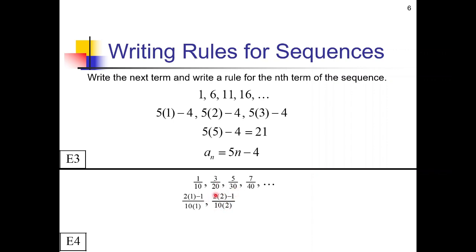Next up, I should have 2 times 3 minus 1 over 10 times 3. And that's going to be 5 over 30, unreduced. So there it is. It looks like this is what we're looking for. So for my fifth term then, I need 2 times 5 minus 1 over 10 times 5. That's going to be 10 minus 1, so 9 over 50. And then in general, I've got 2 times n minus 1 over 10n.